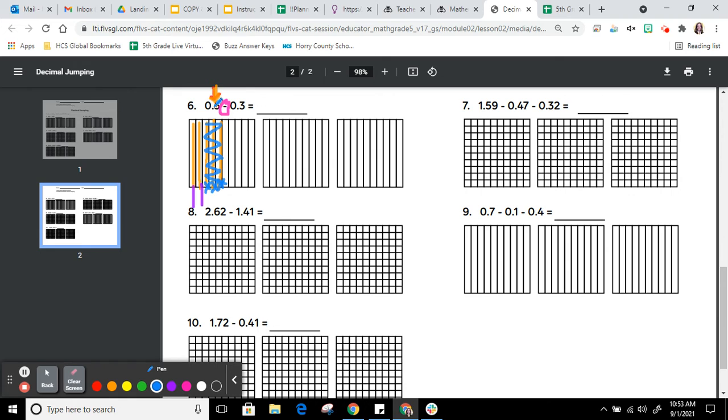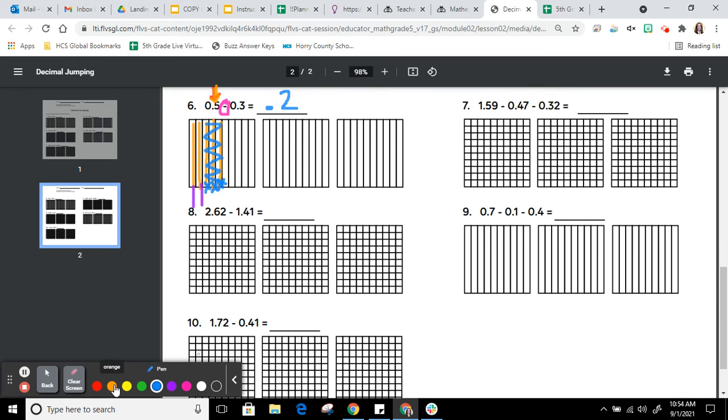So 5/10 minus 3/10 is 2/10. So it's important when you're doing the subtraction, instead of looking at it all together, we're taking it away. All right, let's take a look at number 7.